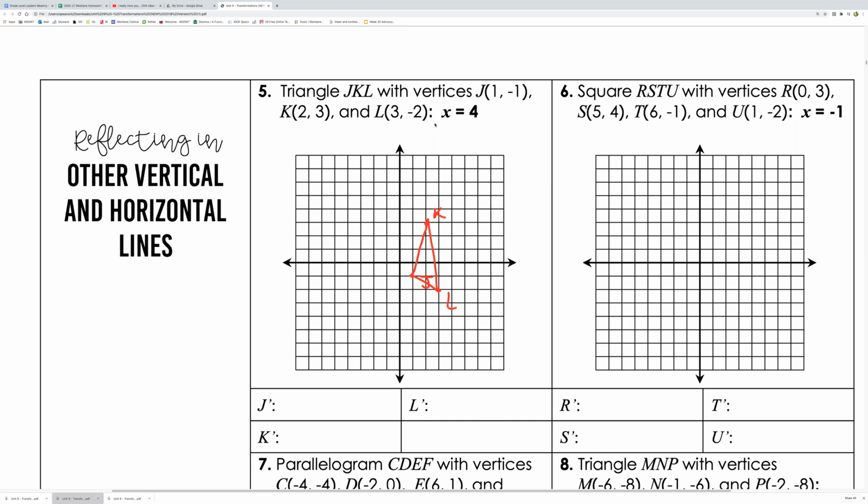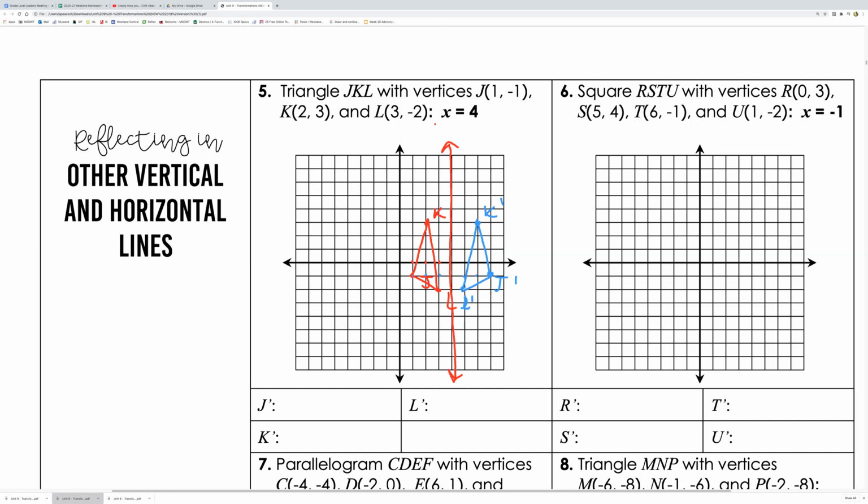It has me doing x equals 4, so I'm gonna go to where x is 4. So 1, 2, 3, 4, and I'm gonna do a vertical line, because whenever we have an x equals, that gives us a vertical line. Okay, again, I'm checking to make sure all my points are equidistant. So J is 1, 2, 3, so I'm gonna go 1, 2, 3. And K is 2 away, so I'm gonna go 2 away. There's my line.